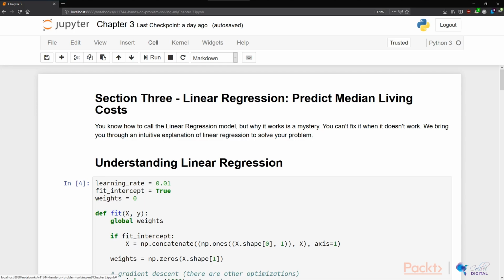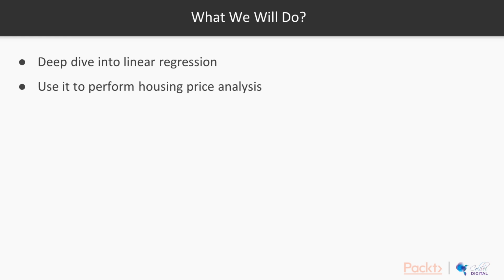Let's take a look. So I'm back in my Jupyter notebook, and I'm now in chapter 3, which is a slightly different notebook. So in this section, we want to deep dive into what is linear regression and how we can use it to do some housing price analysis with example data sets.